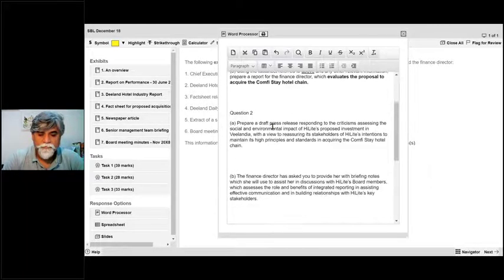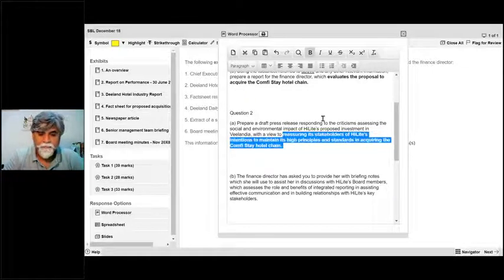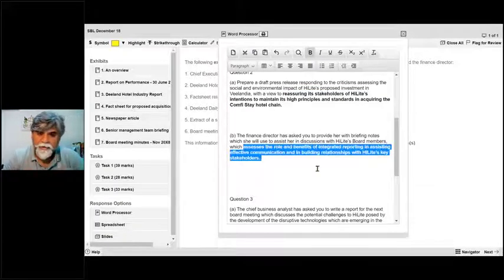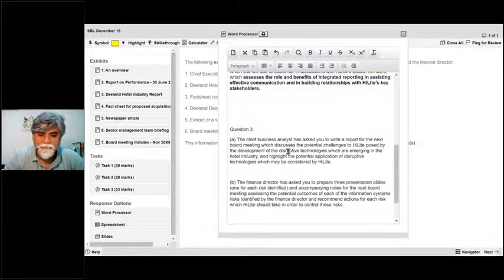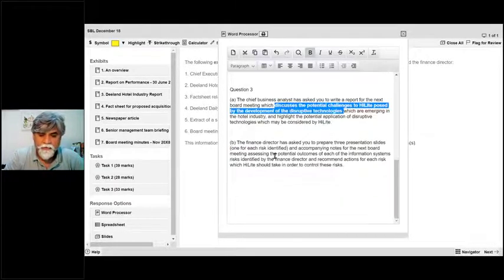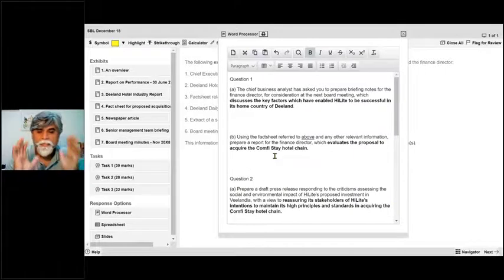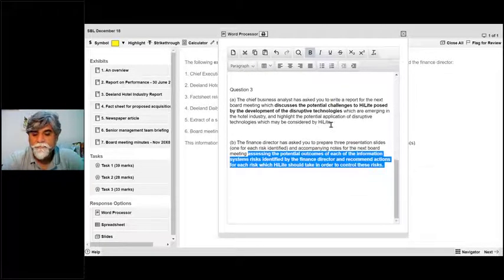Okay. This one is reassuring. This one is assess the role and benefits. You see, the last couple of sentences is the requirement. This one is discuss the potential challenges of disruptive technologies and assess the outcomes. So you will see the requirements in one go. So when we are reading the case, we know that all the requirements are here. Understood?